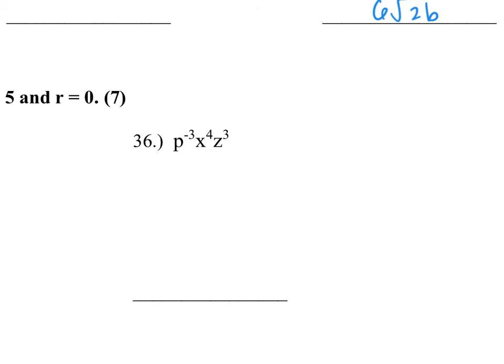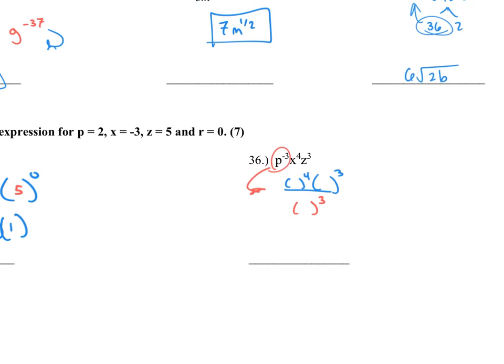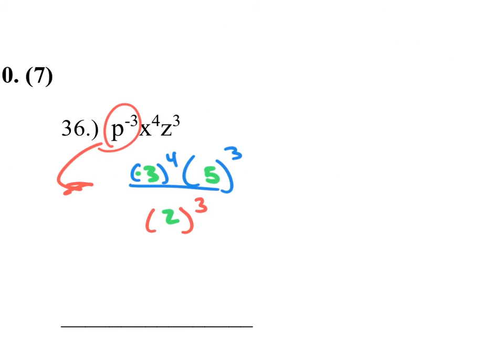Now, for this one, before I substitute in any of my variables, I want to make sure that I go ahead and take care of the fact that this p to the 3rd power really needs to be in the denominator. And now I can substitute my variables. x is -3, z is 5, and the p as 2. And now we can go through and evaluate.